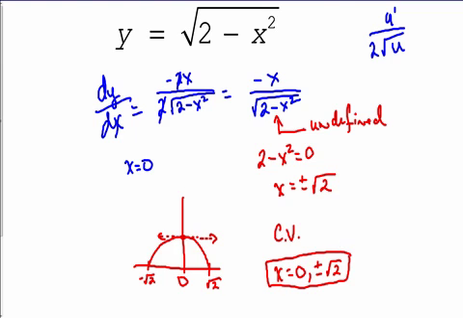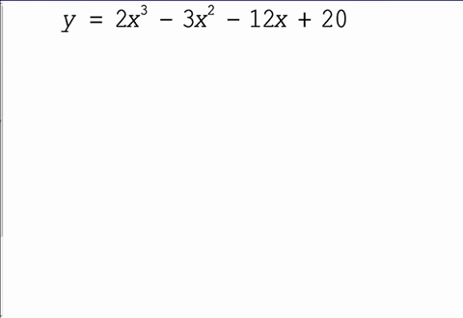Okay, well, let's try a second one. Ooh, this looks kind of tough, doesn't it? Well, let's see. Remember, take the derivative and set it equal to 0. So we have 6x squared minus 6x minus 12. Okay, so the rule is it's where the derivative is equal to 0 or where the derivative is undefined.